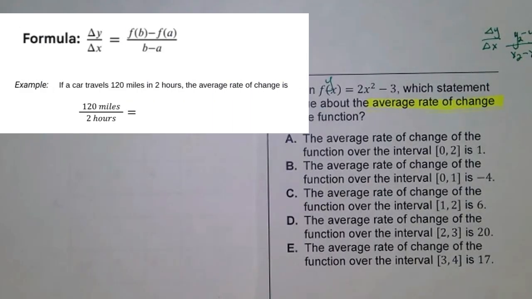Let's look at this example. If a car travels 120 miles in 2 hours, the average rate of change is what? Well, you know that they've gone that many miles. We're going to divide by how long they've been in the car. And 120 divided by 2 is going to be they're averaging 60 miles per hour.